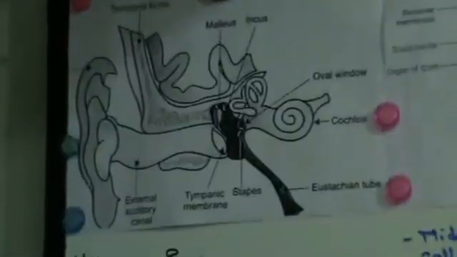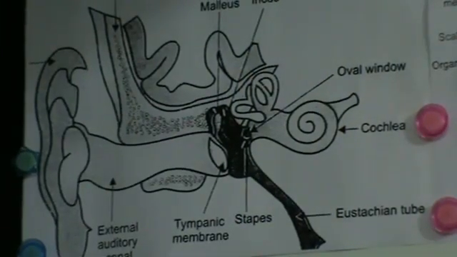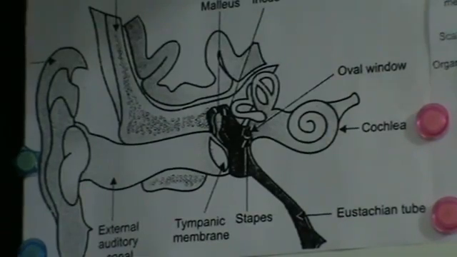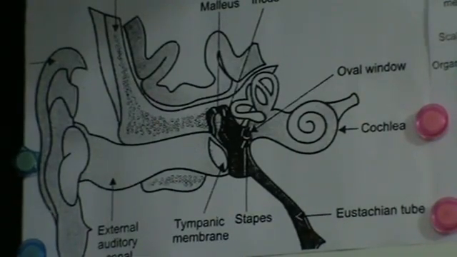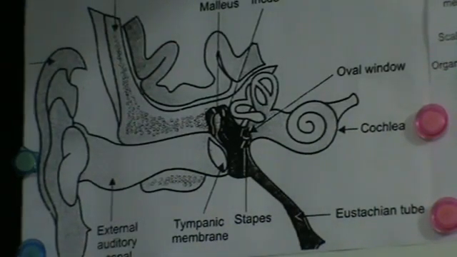Now, the internal ear, which is somewhere here, consists of the membranous labyrinth which lies in the perilymph of the bone. I'll just explain this to you. It is made up of this membrane which is formed of the vestibular apparatus and the cochlea.